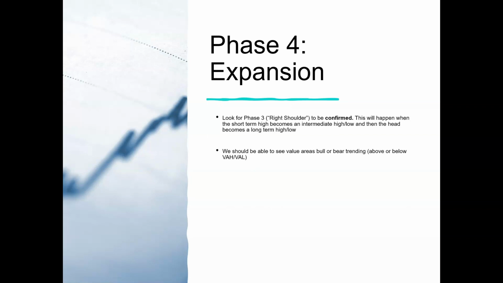So here we should be able to see value areas, bull or bear trending, right? We should be able to use these, as this is the type of trading that we want to be looking for. Breakout strategies should be used during this time, hence the value area high strategies there. And then for the entries, we should look for the discounts from the long-term high or long-term low.